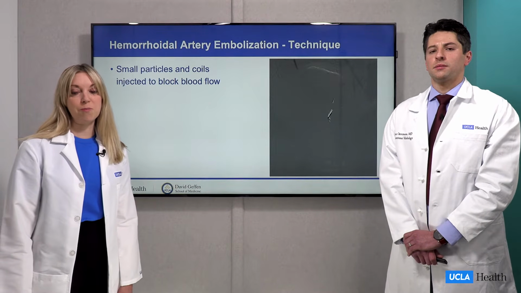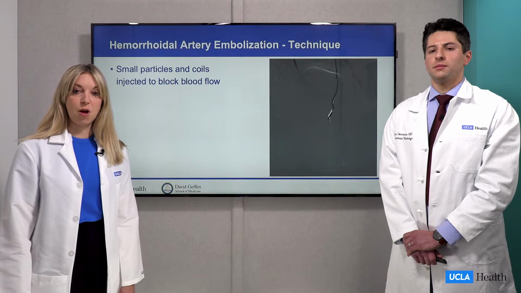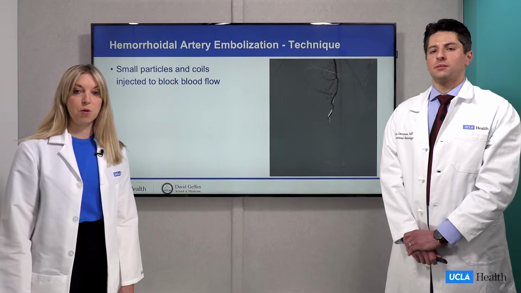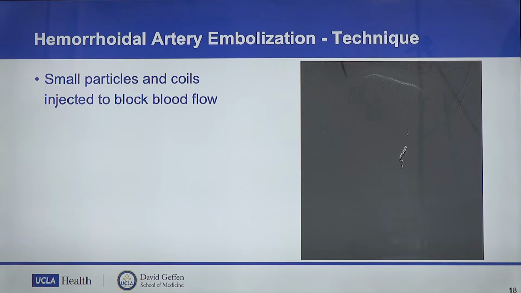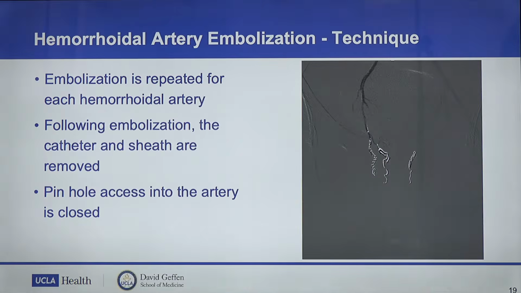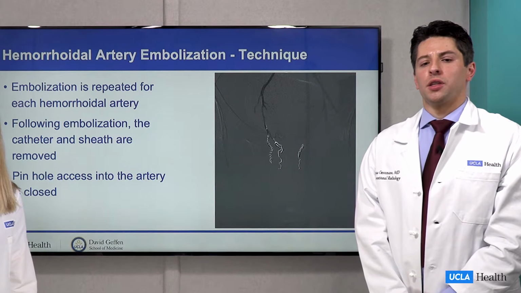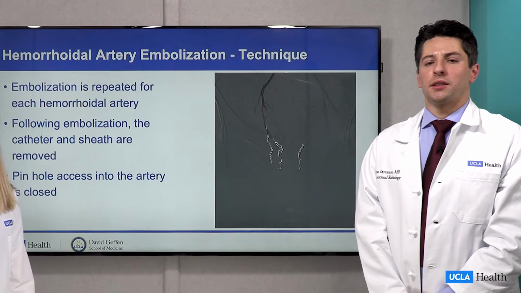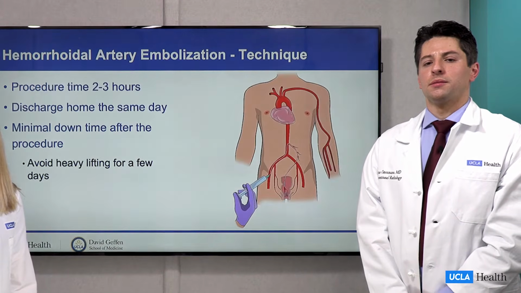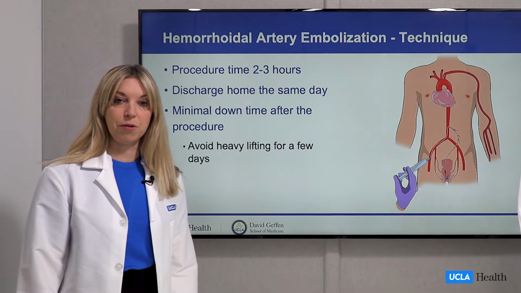Once we've achieved proper position in the rectal artery, a small amount of particles and metallic coils are injected through the microcatheter until we successfully block blood flow into the hemorrhoids. Once blood flow is blocked, we confirm that this is complete by performing an additional angiogram. We repeat embolization for each rectal artery branch. Following the procedure, we remove our catheter and sheath, and we close the pinhole access into the artery. The procedure usually takes about 2 or 3 hours.